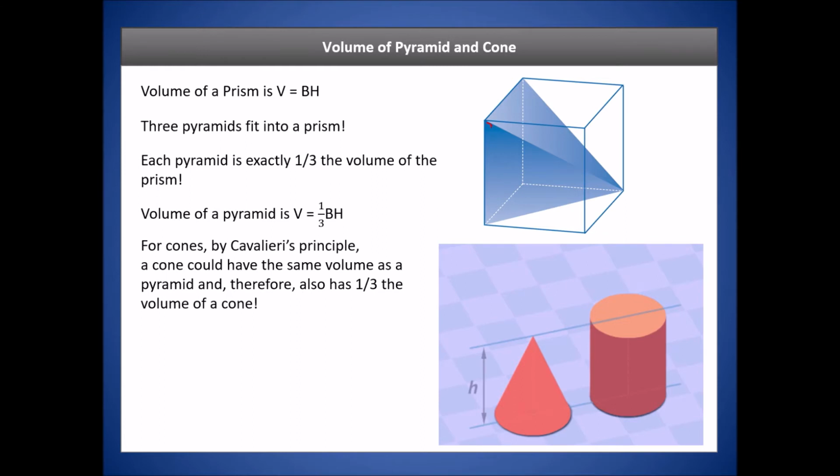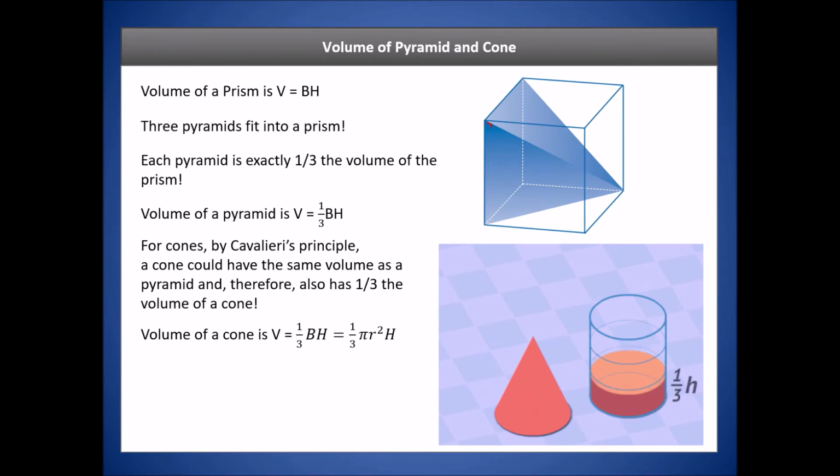For cones by Cavalieri's Principle, a cone could have the same volume as a pyramid, and therefore also would have 1/3 the volume of a cylinder rather than a prism. So we can apply Cavalieri's Principle to extend this from a cone to a cylinder. So let's go ahead and take a look at this. The volume of a cone is 1/3 BH, or 1/3 pi r squared h.